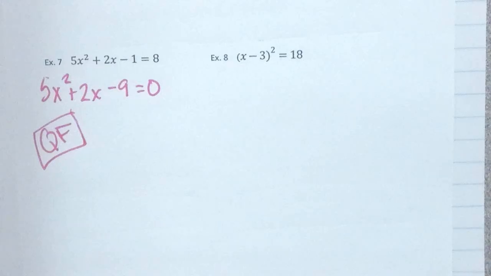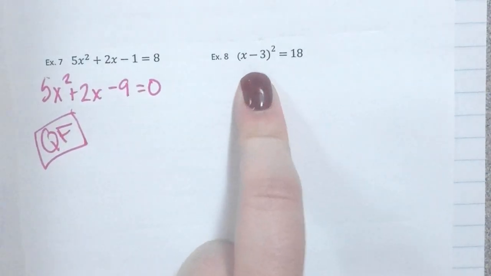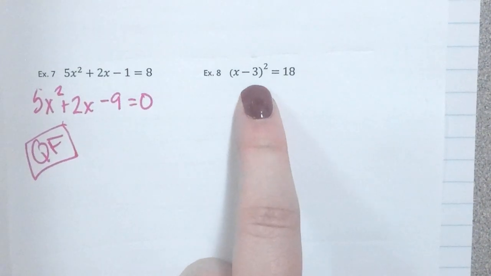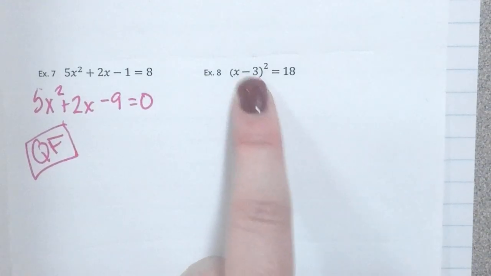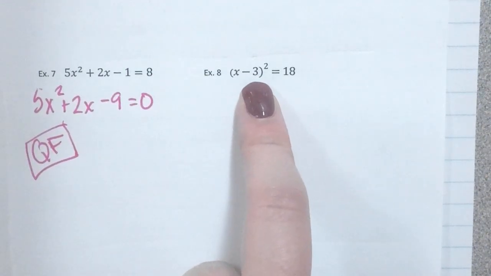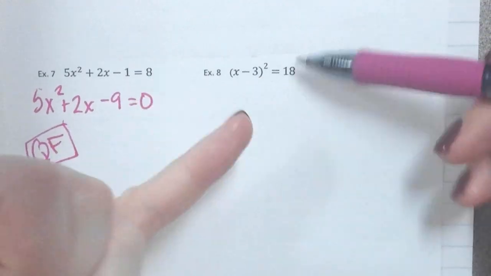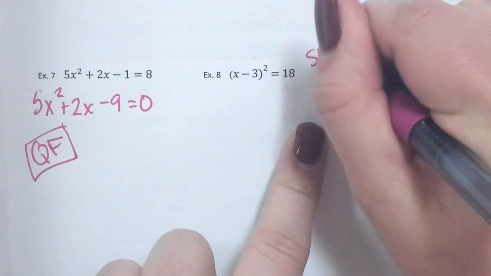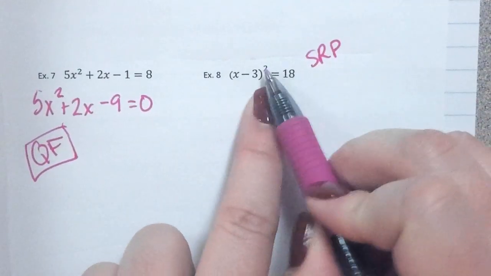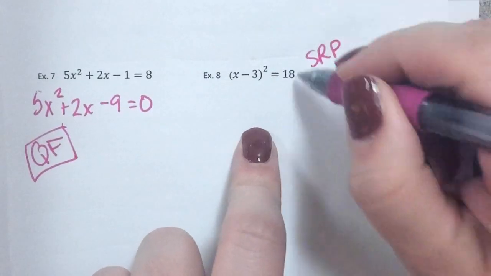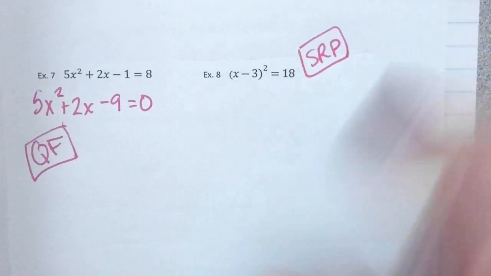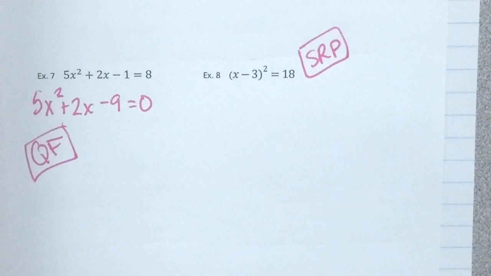Okay, and what about 8? Yeah, this one's a little tricky to know because it's like a completing the square problem halfway done, kind of. But from here, it's just the square root property, because you would be taking the positive and negative square root. Okay. Also, there is no bx term visible, right?